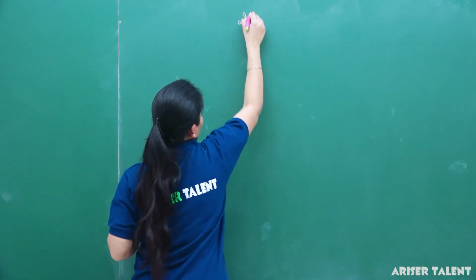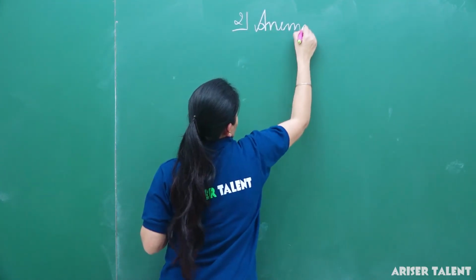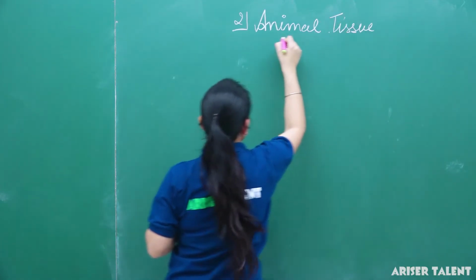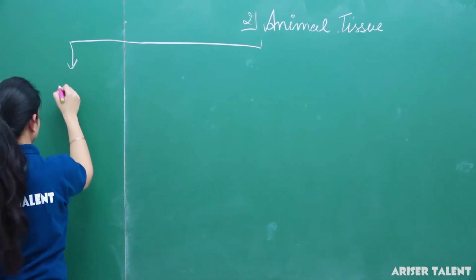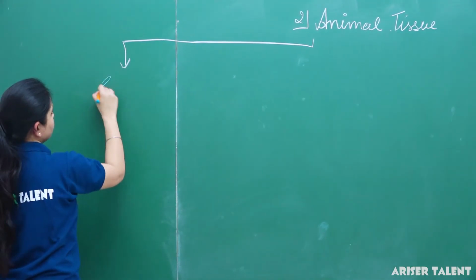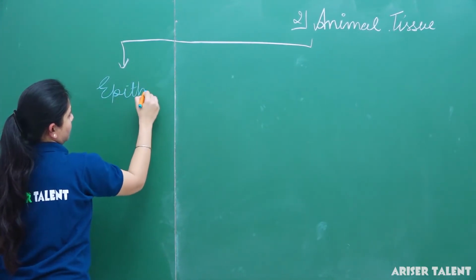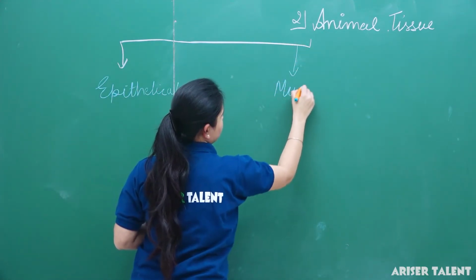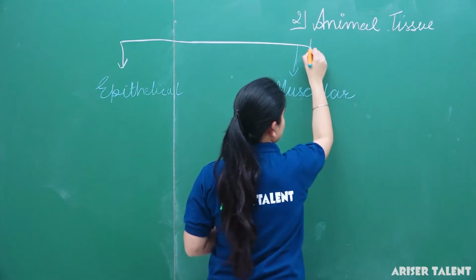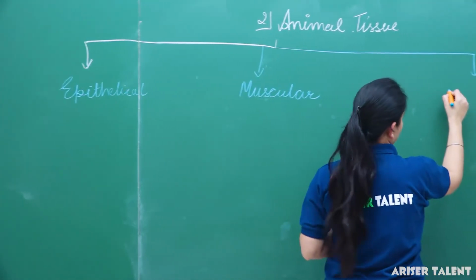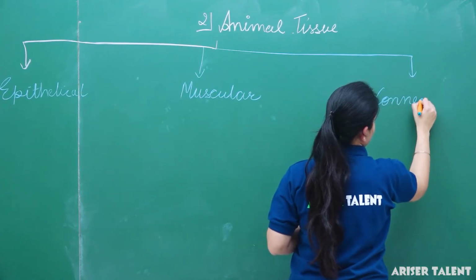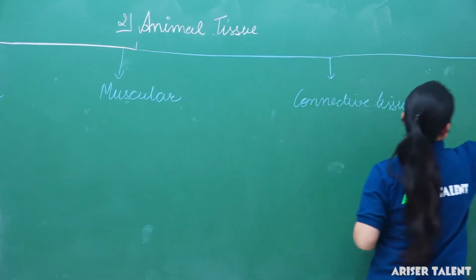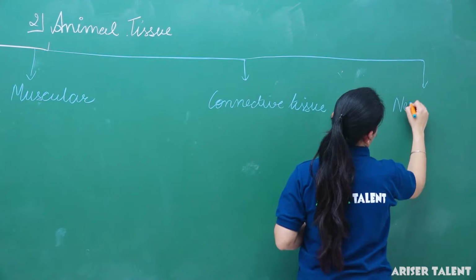Next, number 2 is animal tissue. They are again of four types. Number 1 is epithelial tissue, muscular tissue, connective tissue and nervous tissue.